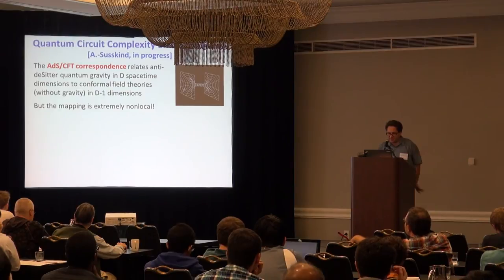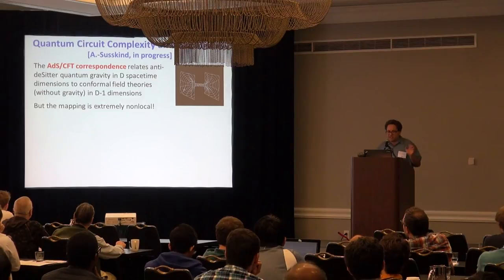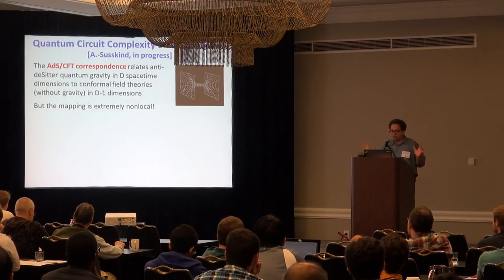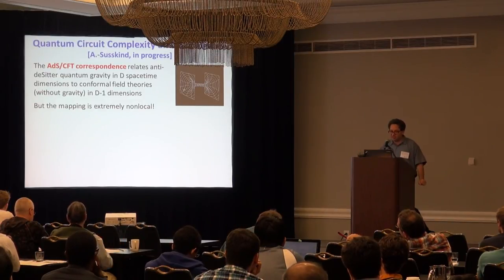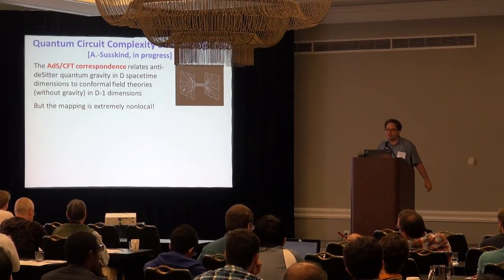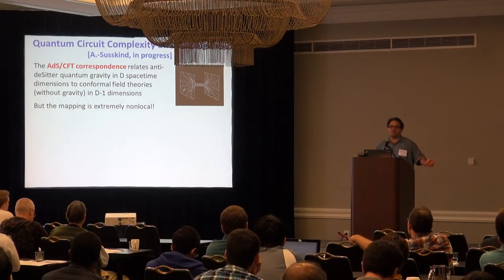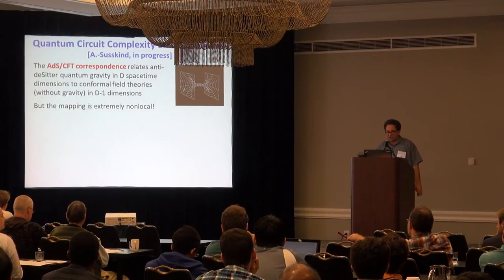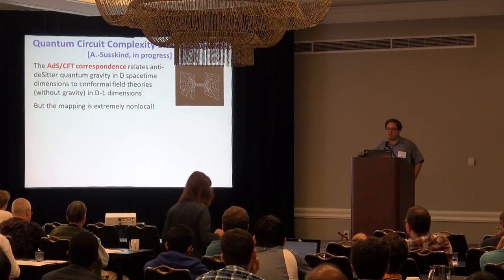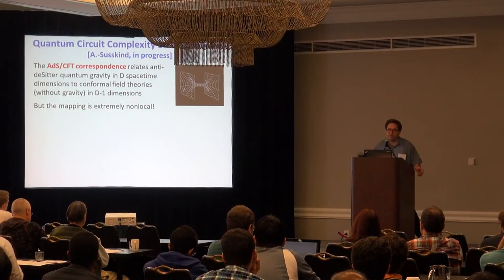This involves the AdS/CFT correspondence, which is a relationship between a quantum gravity theory in D space-time dimensions, in an anti-de Sitter space, and a conformal field theory, which is more or less an ordinary quantum theory. You can think of it as just a bunch of qubits being acted on by some unitary, which lives in D minus one space-time dimensions. It's a very, very non-local mapping. In fact, there's recent work that says you can literally view AdS/CFT as an example of a quantum error-correcting code.